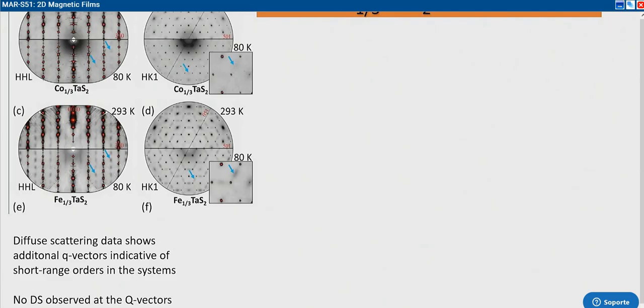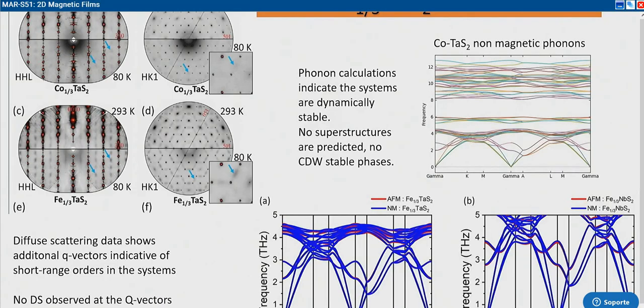So usually in these two-dimensional materials, those are correlated with things like charge density waves. So we thought maybe that was the case, and we calculated phonon spectra to see if this square root 3 times square root 3 structure was unstable to some kind of distortion. And we did it with and without magnetism for the cobalt and the iron case, and all structures are dynamically stable, so there's no indication in our calculations that any charge density waves may occur in this system.